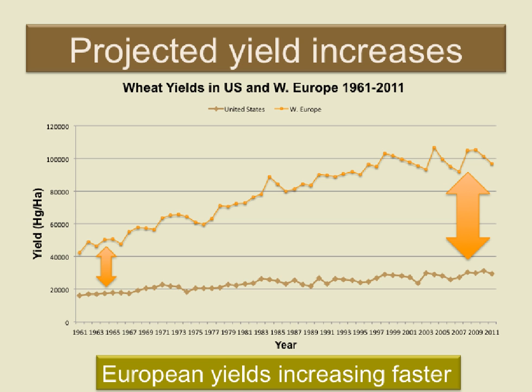What you can see by the orange line is Western European yields. Again, Western Europe, on a yield basis, has always produced more wheat than has the United States. The rate of increase in yield is significantly better in Western Europe over the last 50 years than it has been in the United States.